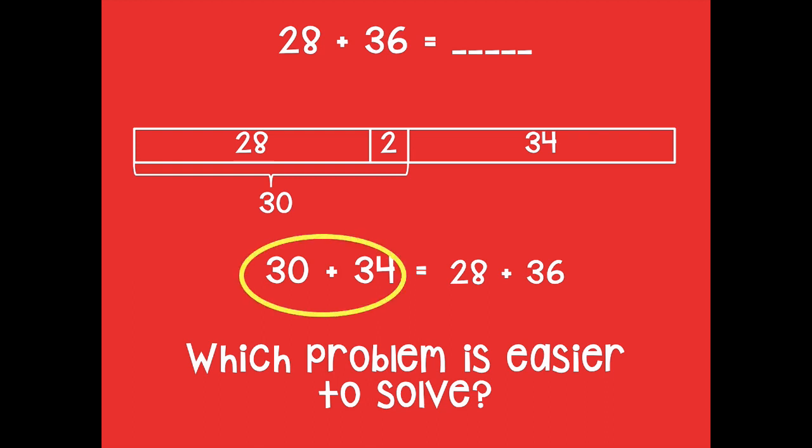Yeah, probably 30 plus 34, right? Because it has that friendly number in it. So you could probably do that easier in your head than 28 plus 36. So that's why this is a pretty cool strategy. So friends, 28 plus 36, what is the answer to that? Oh, wait a minute. You're thinking, oh, Mrs. Walker, you're making me do such hard work. But you don't have to, friends. Remember, what's 30 plus 34? Yeah, it's 64, and that also equals 28 plus 36.